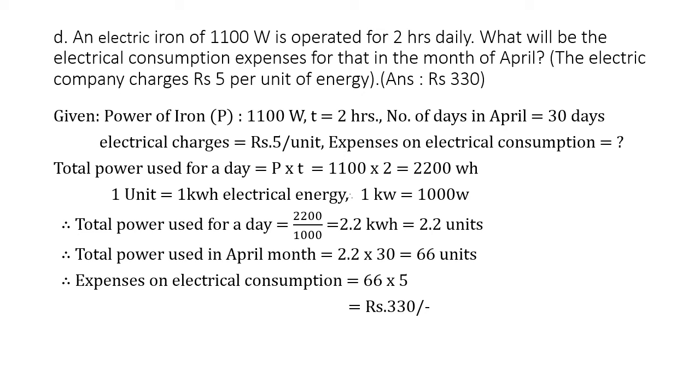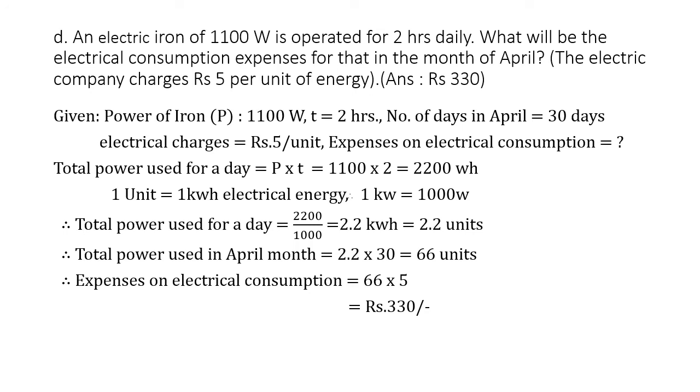Now why is this required? You have got the answer 2200 watt hour. As 1 unit is equal to 1 kilowatt hour, you have to convert this 2200 into kilowatt because it is in watt, correct? So how will we convert that? 1 kilowatt is equal to 1000 watt, so you are going to divide this number. Therefore total power used for a day is 2200 divided by 1000. Why are we dividing by 1000? Because we want to convert this watt into kilowatt. So 2200 divided by 1000, the zeros cancel, so 22 upon 10 is nothing but 2.2 kilowatt hour.